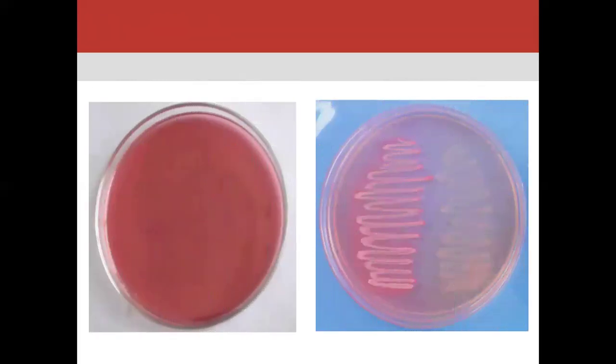Here you can see this is MacConkey's agar. This is the original culture medium, and here lactose fermenters produce pink color colonies and non-lactose fermenters produce pale or colorless or clear colonies. So here the color of the culture medium is also changed. So it comes under indicator media as well as differential media.